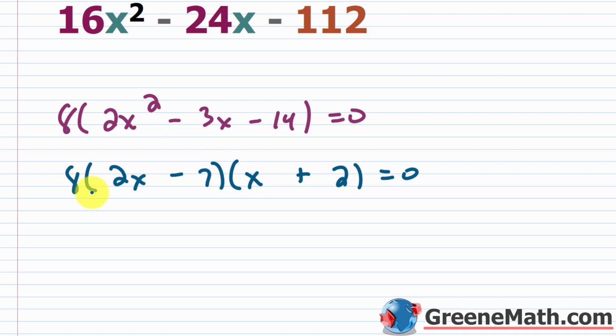Okay. So forget about the 8. You're just going to take the 2x minus 7, set that equal to 0, and then take the x plus 2 and set that equal to 0. So only when you have a variable in your factor do you need to worry about it.